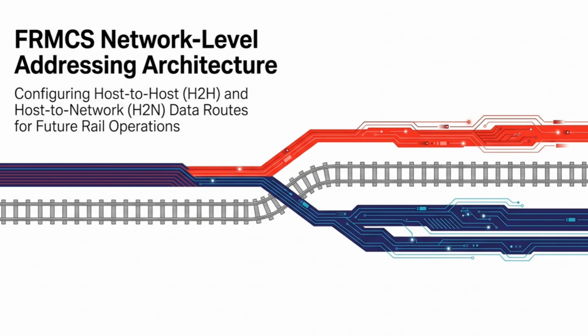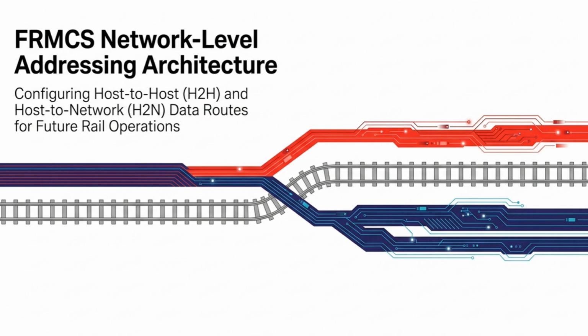When we look at the future railway mobile communication system, FRMCS, running over these massive 5G networks, we're not just sending simple text messages anymore. We're transmitting just huge amounts of data. And that ranges from the absolutely critical, life-saving safety protocols that can literally stop a moving train, all the way to routine background stuff like time synchronization.